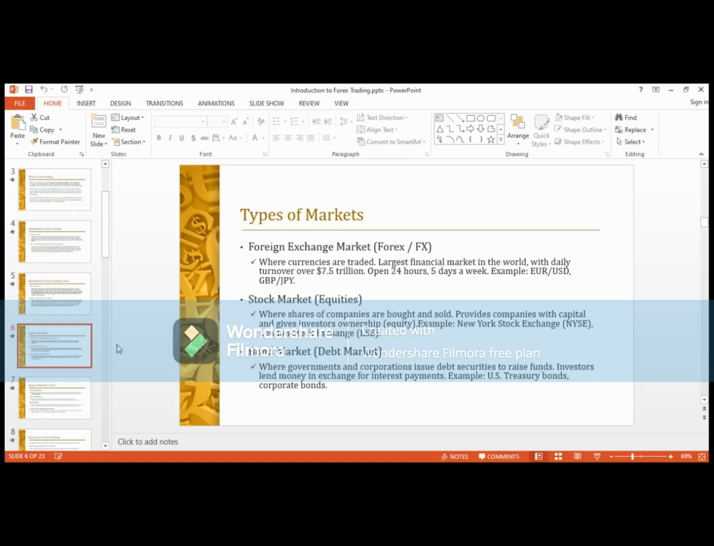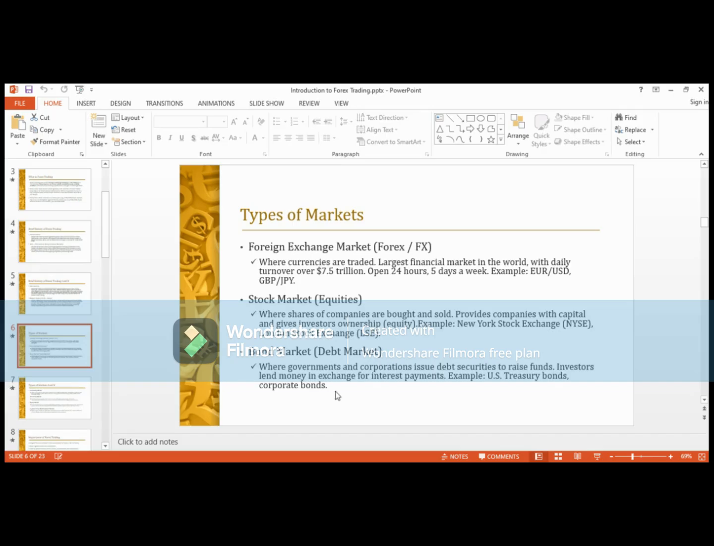We also have the stock market, also called the equity market, where shares of companies are bought and sold. It provides companies with capital and gives investors ownership, that's equity. An example is the New York Stock Exchange. We also have the London Stock Exchange. Here in Ghana, we also have the Ghana Stock Exchange.